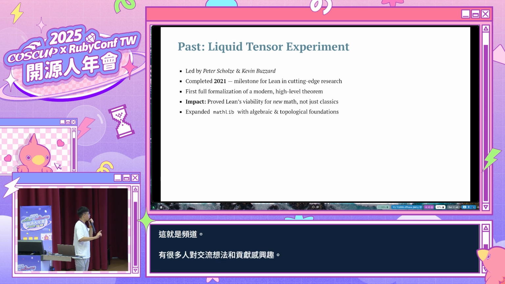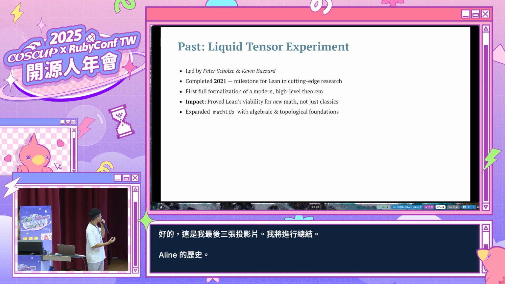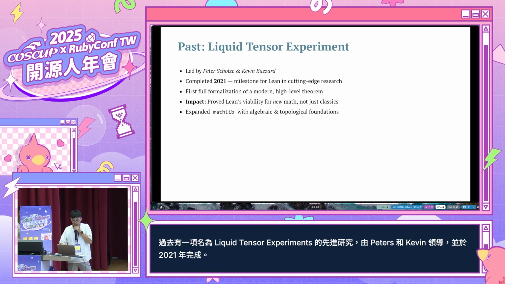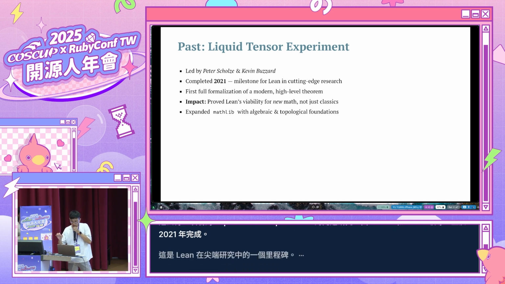Okay. That's my last three slides. I will summarize the history of Lean. In the past, there was an advanced research project called the Liquid Tensor Experiment, led by Peter and Kevin, and it was completed in 2021. It was a milestone for Lean in cutting-edge research. It's not elementary math; it's very cutting-edge research.